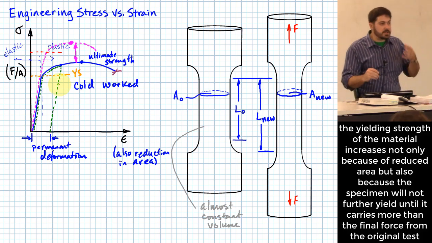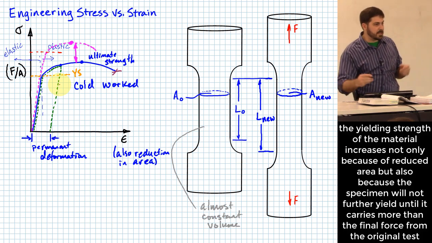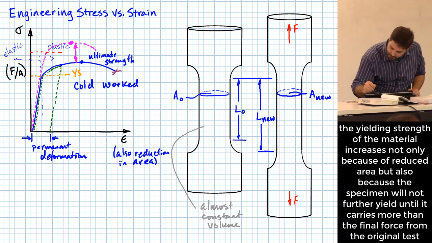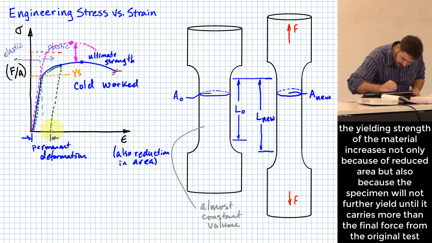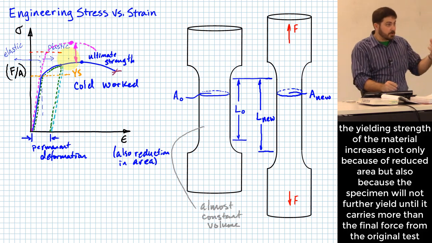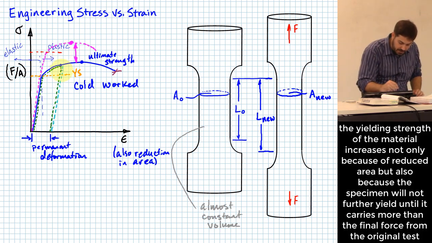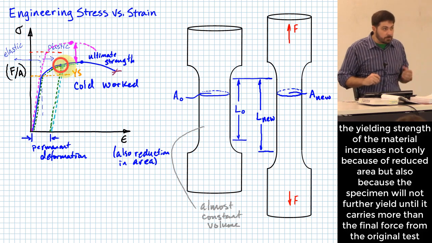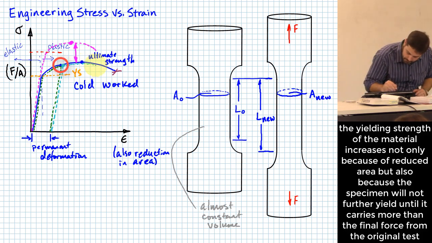What if you did know all the history of this little specimen and then you loaded it again? Let me grab yet another color here. Now I'm going to load this again, and this time it's going to load along this line. You can see that the yielding strength has increased, because it's not really going to yield as I reload it along this line again. Now it goes all the way up to that point right there before it begins to further plastically deform, okay?